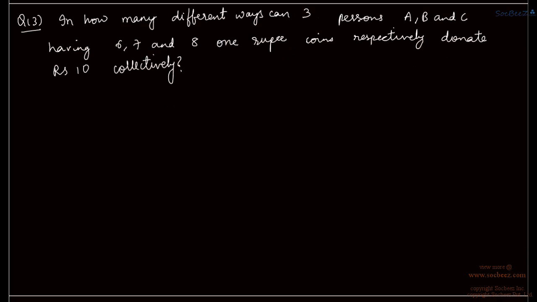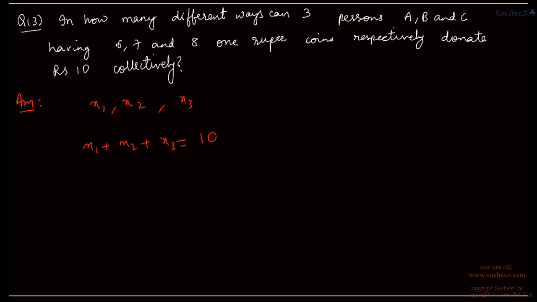In how many different ways can 3 persons A, B and C having 6, 7 and 8 one rupee coins respectively donate rupees 10 collectively? Okay. So we know that all of them are somehow donating 10 rupees, and since all of them have only 1 rupee coins, we even know how much money they have got. So let us represent the amount donated by A as x1, B as x2 and C as x3. The condition we have is x1 plus x2 plus x3 must be equal to 10. Right? They donate 10 rupees.